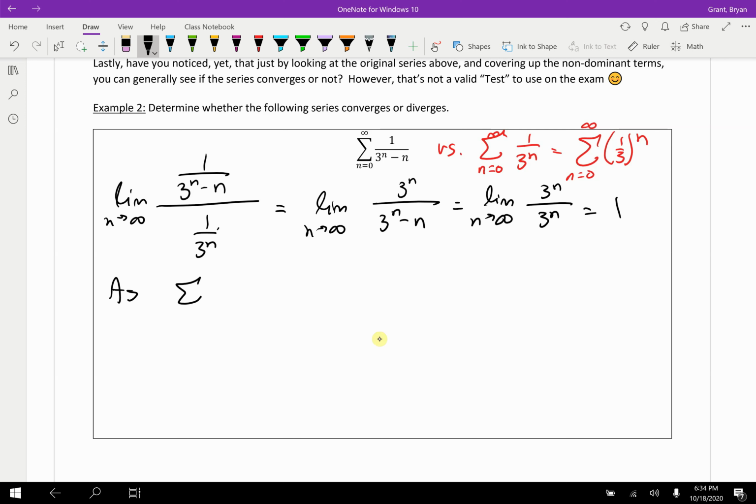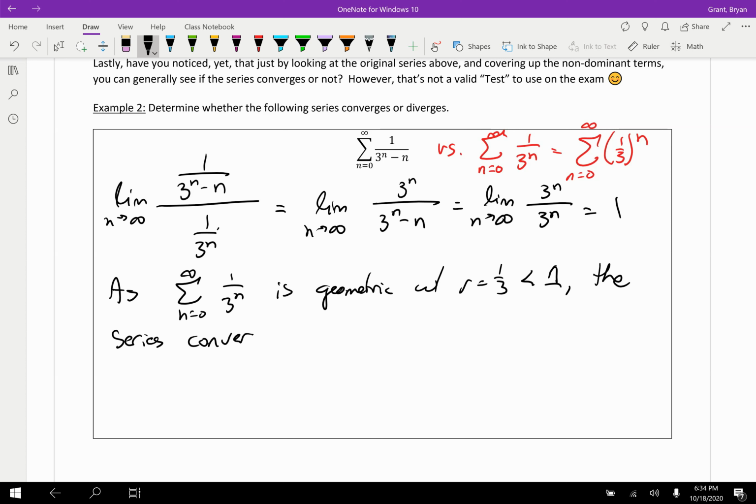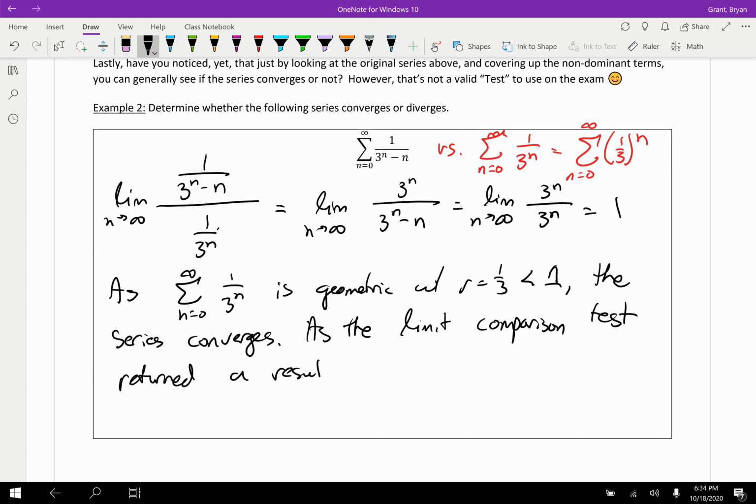As the sum from n equals 0 to infinity, 1 over 3 to the n is geometric, with r equal 1/3, which is less than 1, the series converges. So we talked about why 1 over 3 to the n converges, but we need to relate this back to the original problem. As the limit comparison test returned a result of 1, then the sum from 0 to infinity of 1 divided by 3 to the n minus n also converges. Easy enough. And we're good.